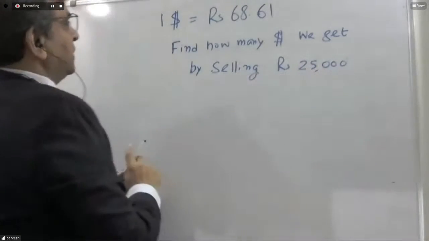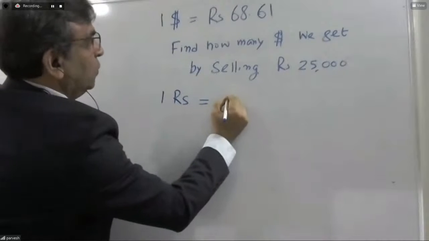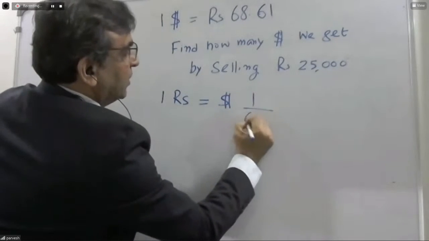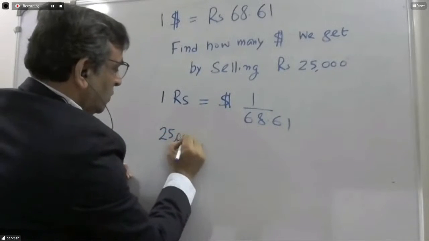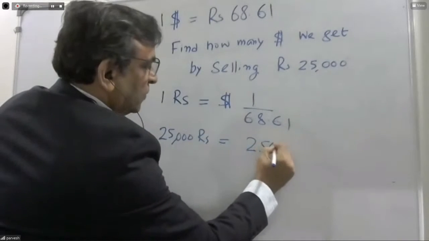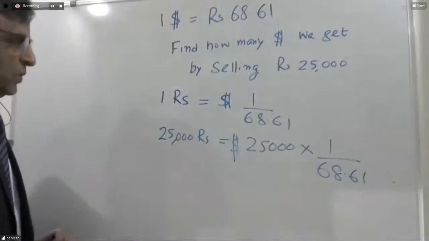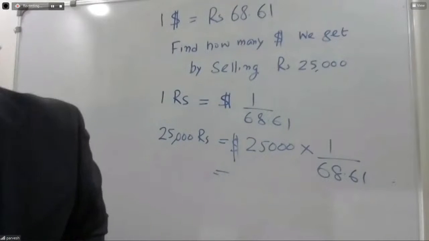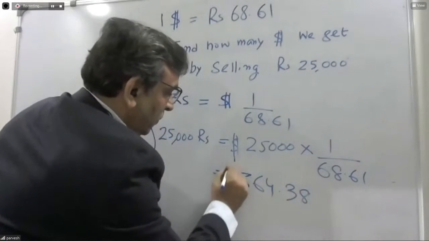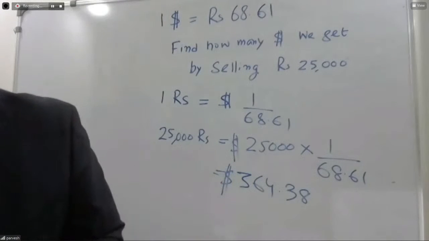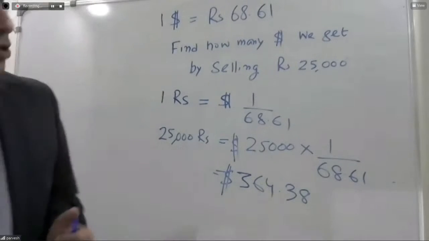So here you want to sell Indian rupees, but the quote is in dollar terms. So we have to calculate 1 rupee is equal to $1 divided by 68.61. Now 1 rupee is equal to so many dollars. So 25,000 rupees is equal to 25,000 multiplied by 1 divided by 68.61, and this will be in dollars. Answer will come in dollars. So this will give you how many dollars? Yes, $364.38. I think a lot of people have done it. Wonderful. I think I'm getting all the right answers. Great. It's a great learning so far. Questions were easy.